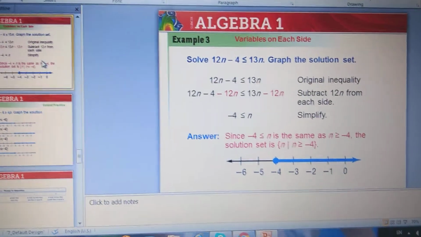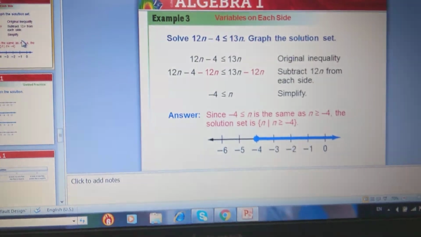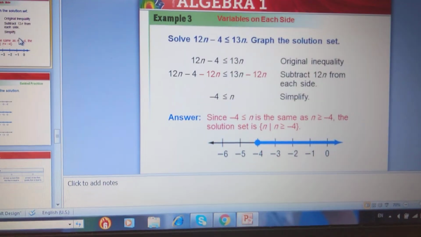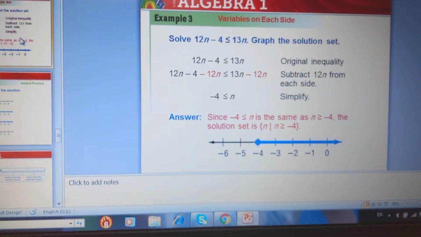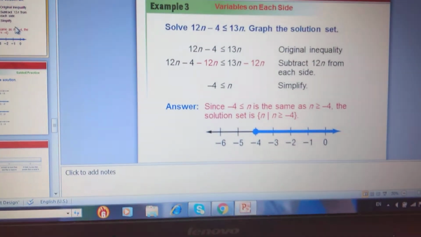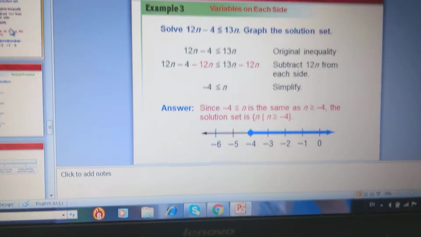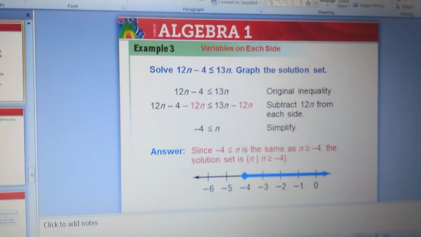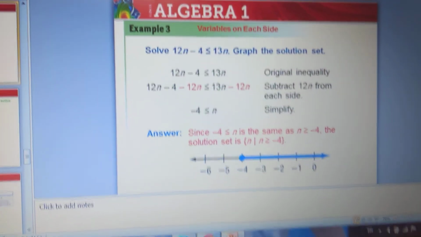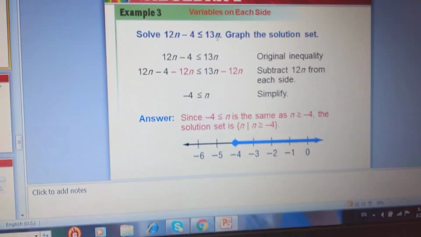The last point in this lesson: how we graph the solution of the inequality. After you solve the inequality, you get x more or equal to a number, less or equal to a number, more than, less than, and we said that the solution here is not one number, it is a set of numbers. Therefore, I need to graph this solution. Look here, 12n minus 4 less or equal 13n.